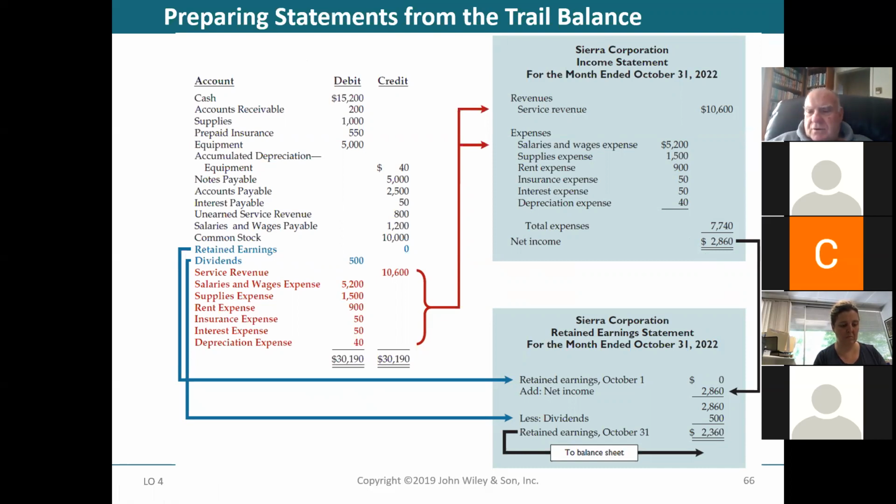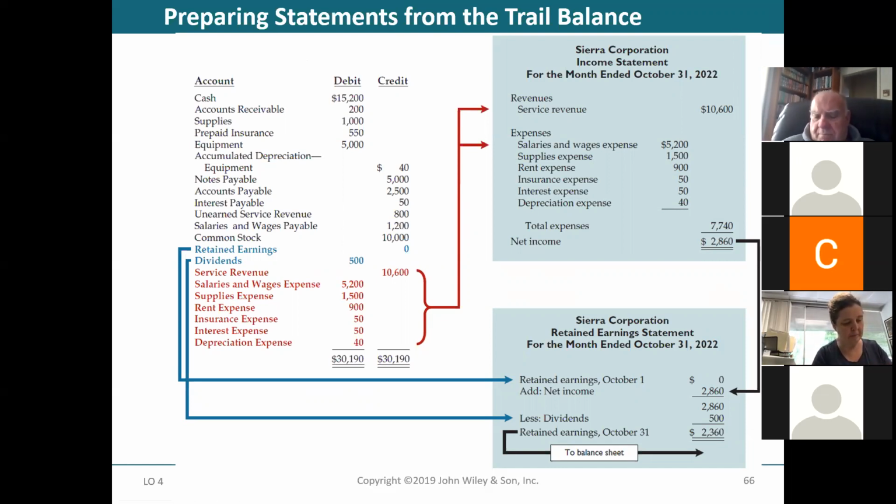Okay. Looking good here. Now we're going to take the income statement and move it over to the retained earnings statement. We have a beginning retained earnings of 0. This was a new business. Add net income, subtract dividends. That's all the retained earnings statement is. You start with the beginning retained earnings, add net income, subtract dividends. BIDE: beginning, income, dividends, ending. Bide your time. And we come up with a new retained earnings number of 2360.